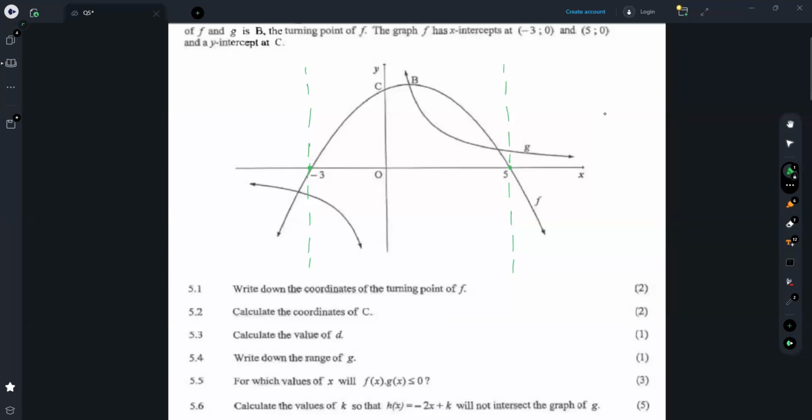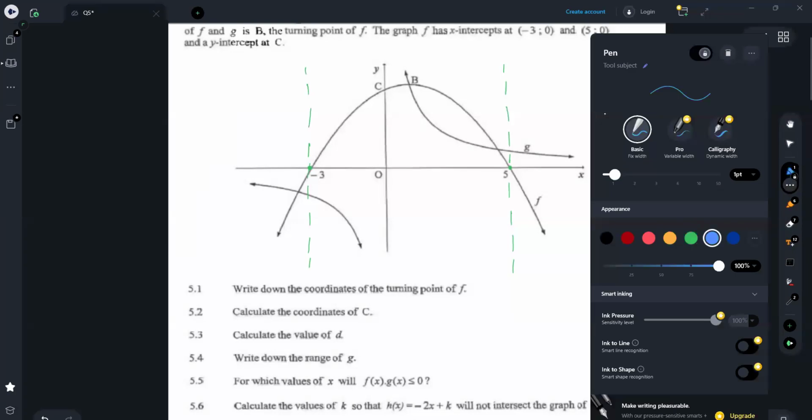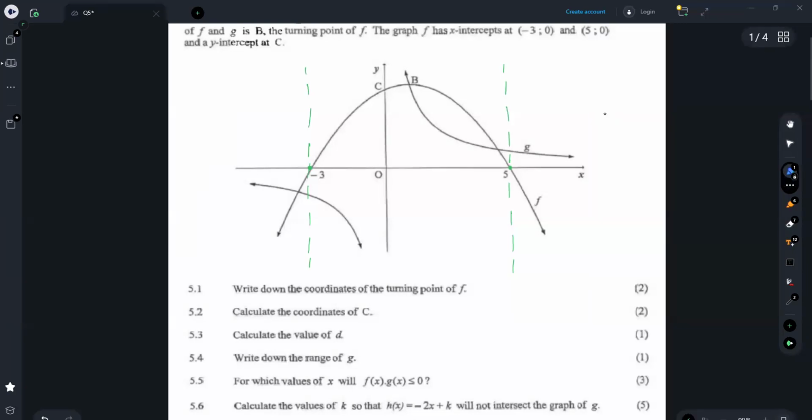When I'm on the right-hand side of 0, g of x will always be a positive function. Let me use this pen here, in blue. So it means that this function is always positive. Between 0 and 5, the function g is positive, and after 5, the function remains positive as well.